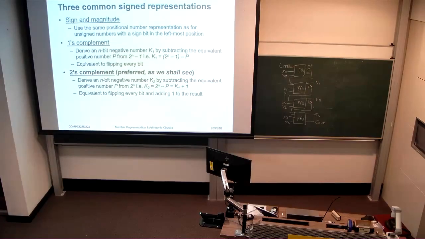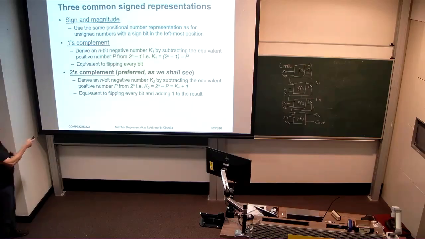So 3 common ways are to just use sign and magnitude. In this case, the leading bit just tells you whether it's positive or negative, and the magnitude doesn't change. You use the same value whether it's positive or negative. So positive 3 would be 0, 0, 0, all the way down to 1, 1. Negative 3 would be 1, 0, 0, 0, all the way down to 1, 1.